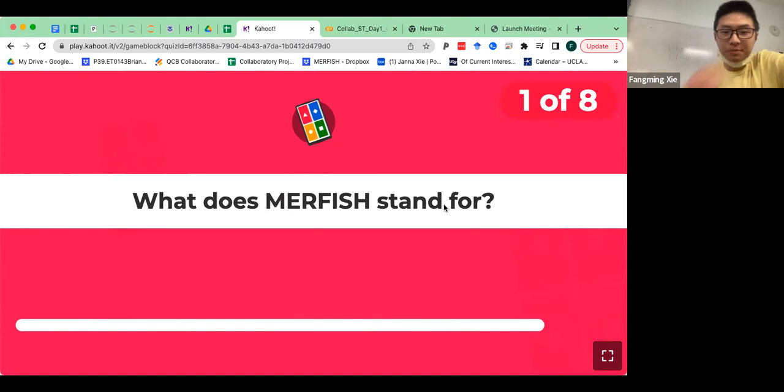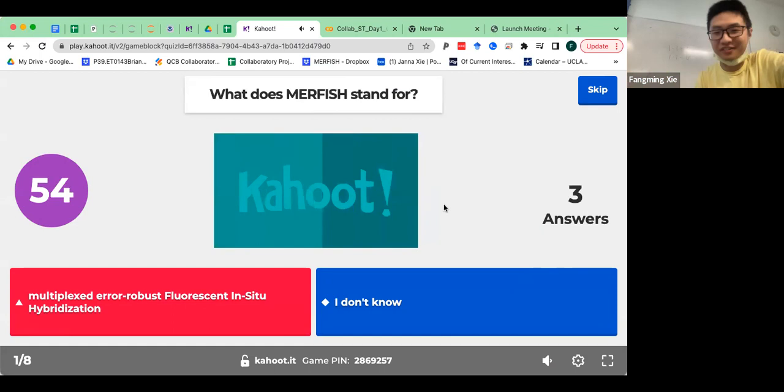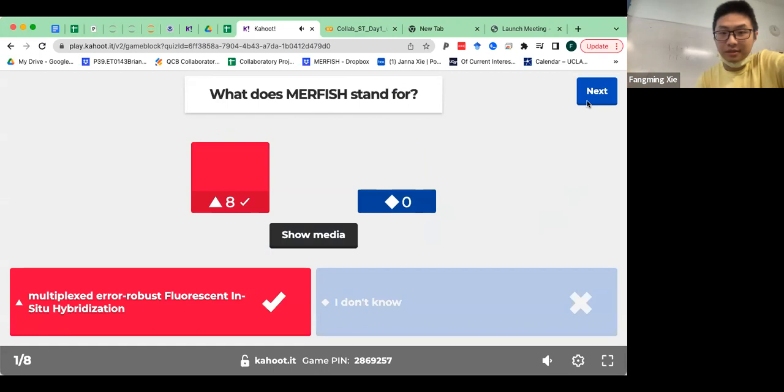What does Merfish stand for? This is just to get you guys familiar with this system. Okay, everyone get it right. It's multiplexed, error robust FISH. Next.